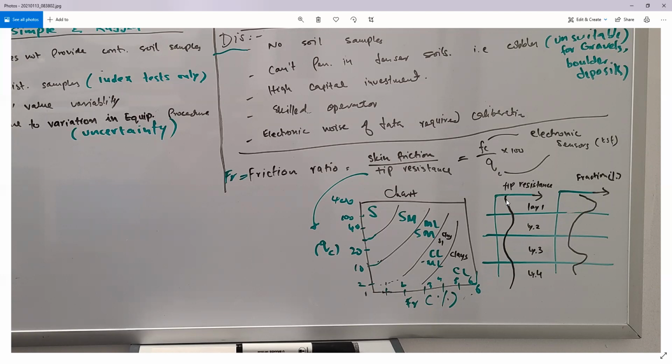Clays, high friction ratios and low tip resistance. Peats and organic silts and clays, very low friction ratio and very low tip resistance. Peat and organic clays are not suitable for bedding materials.